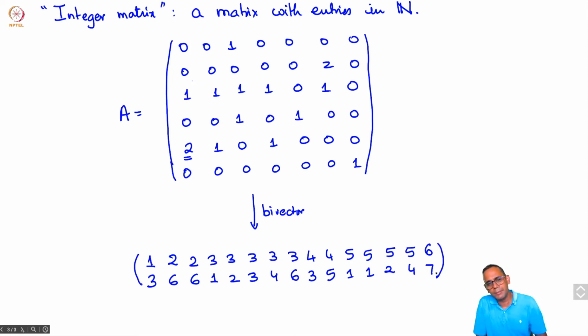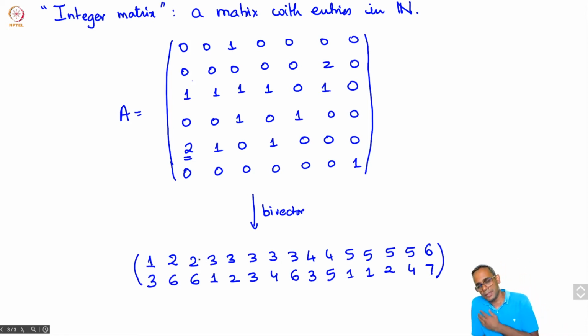You can recover the matrix from the bivector. Well, you just start with the zero matrix, and then every time you see i, j in your bivector, you add 1 to the ij-th entry of your matrix. There's some ambiguity here in the sense that if I were to add zero columns to the right or zero rows to the bottom of the matrix, then this bivector would not change.